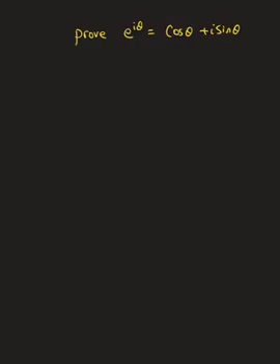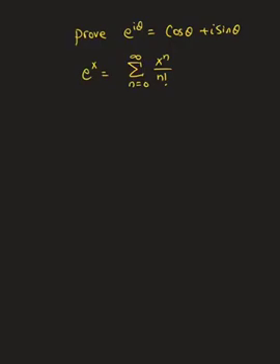We're asked to prove that e to the i theta is equal to cosine of theta plus i sine of theta, where e is Euler's natural number and i is the square root of -1. Now, if you recall from your calculus classes, you know that e to the x can be expanded as the summation from n equals 0 to infinity of x to the n over n factorial.